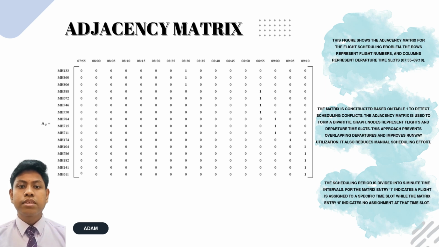This adjacency matrix is constructed to identify potential conflicts and scheduling overlap among flights occurring within the same time slot. Using this adjacency matrix, a bipartite graph can be developed where flight numbers and departure time slots are represented as two distinct sets of nodes. This systematic scheduling approach prevents overlapping departures, improves runway utilization, and reduces the effort required for manual scheduling.